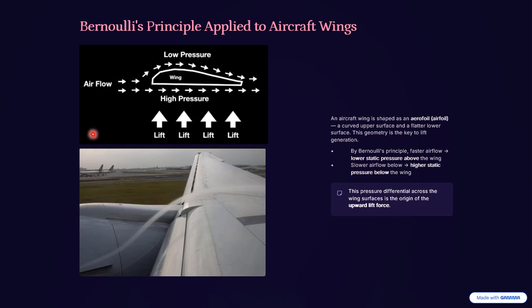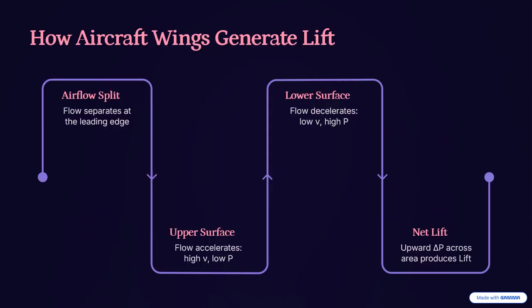I've also included a picture of the aircraft. This is basically how the air flows over the upper curved surface. Again, these are the steps in how the aircraft wings generate lift, which we have already covered in the previous slide.